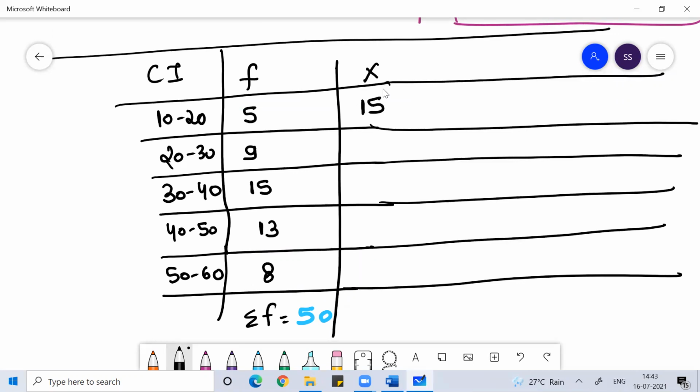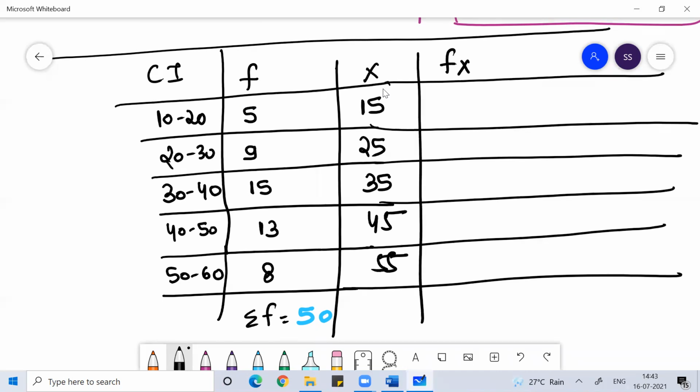Class mark will be 15, 25, 35, 45, 55. This is the class mark. Then you can multiply f into x to find the mean. 15 fives are 75. Then 25 nines are 225. Then 35 and 15.